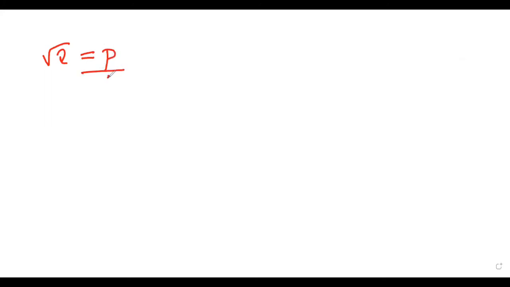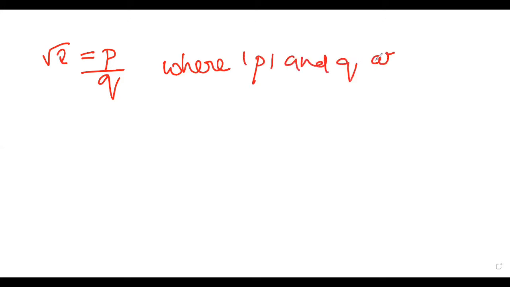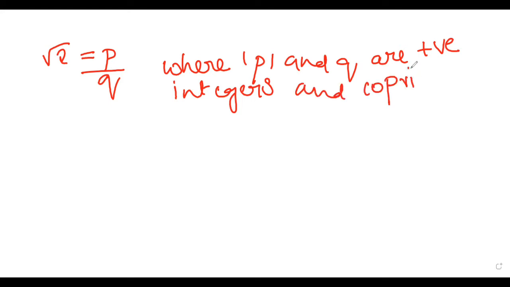So we are going to assume that it is in the form p by q, where p and q are positive integers, and they are also co-primes, which means they don't have a common factor. And also p is not equal to q. We have assumed so much. Now let's come to the main part. Now we have assumed all those things.